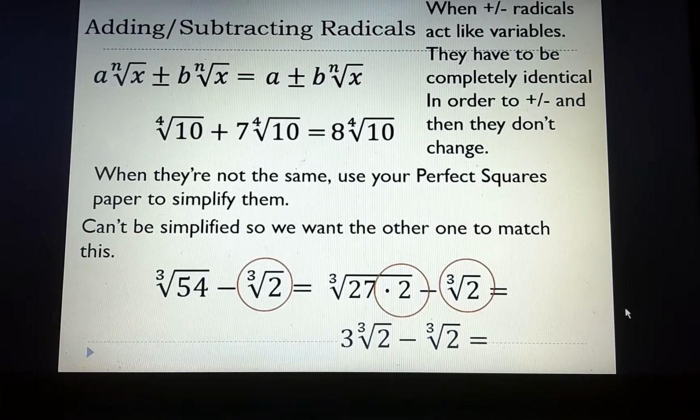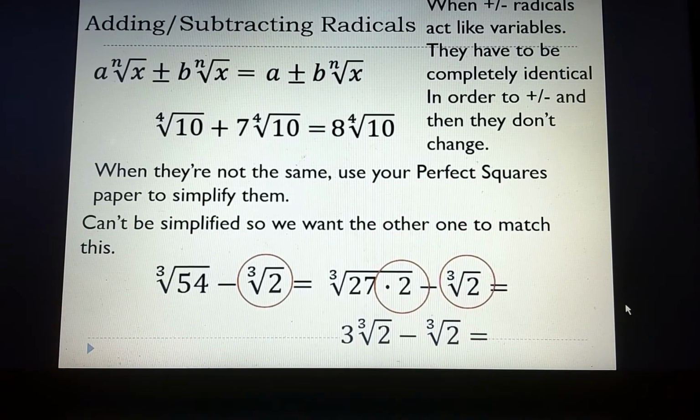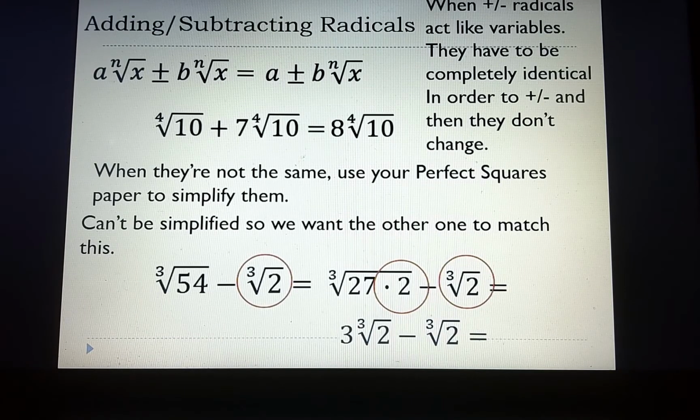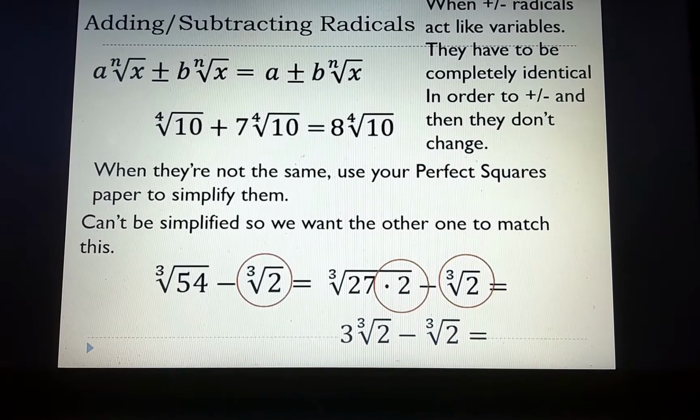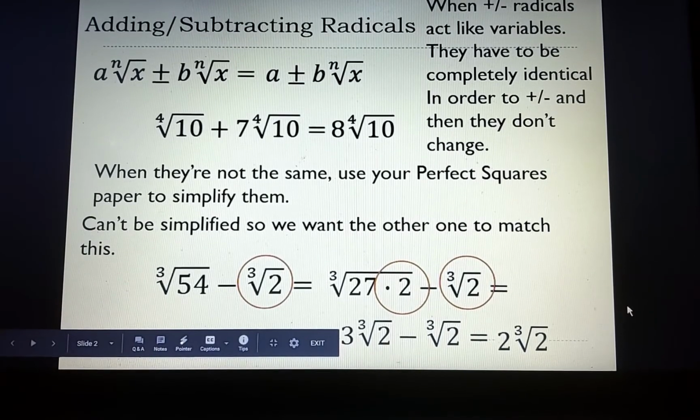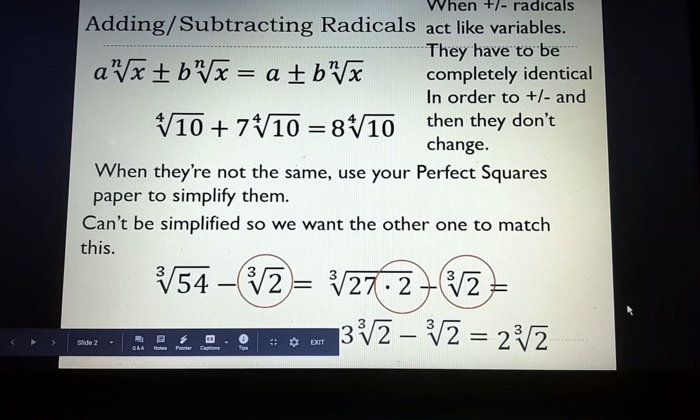Now that's ideal, that's what we want, because now our radicals are exactly the same. All we have to do is subtract the coefficients. So we have 3 minus 1. So our final answer is 2 times the third root of 2.